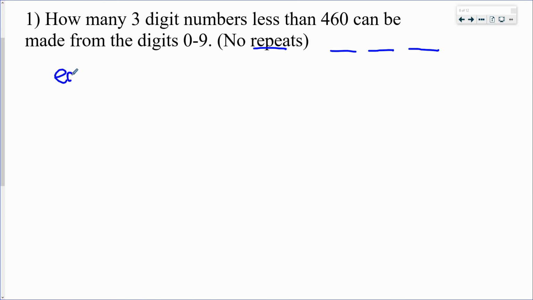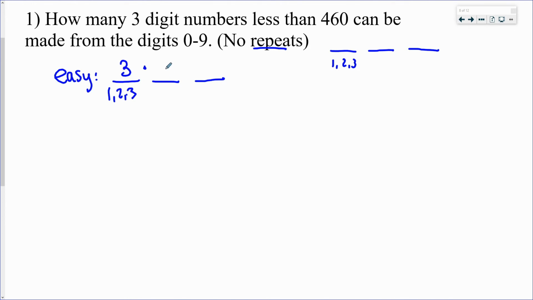So you know what? Let's do the easy case first. What would the easy case be? Well, what if this was a 1, 2, or 3, right? There's no debate that if the hundreds digit is a 1, 2, or 3, obviously it can't be a 0 because it has to be a 3-digit number. There's no debate that this number will be less than 460. So that's my easy case. So 1, 2, or 3. So there's 3 options here.